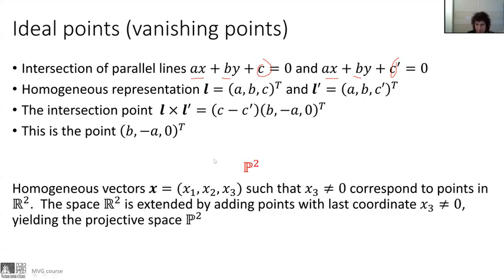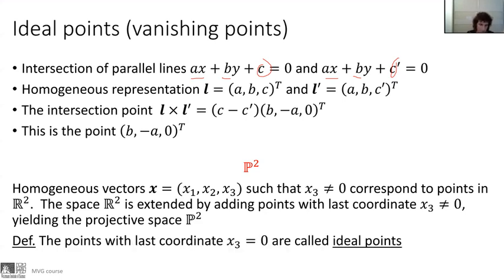So let's now take the exact definition of P2. P2 consists of homogeneous vectors such that when the third coordinate is not 0, I have a corresponding point in R2, but I extend R2 by adding points such that the third coordinate is 0, and such points with x3 equal to 0 are called ideal points, vanishing points, infinite points. This is the name, okay? So this is the big difference between R2 and P2.